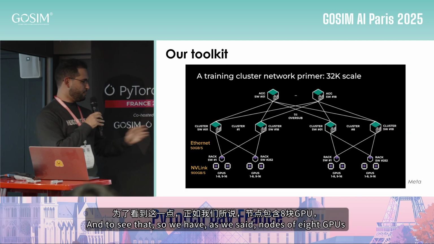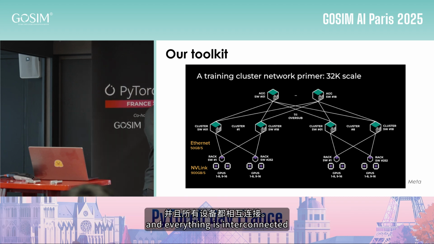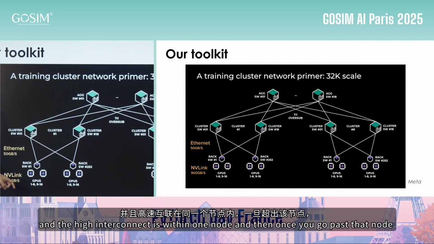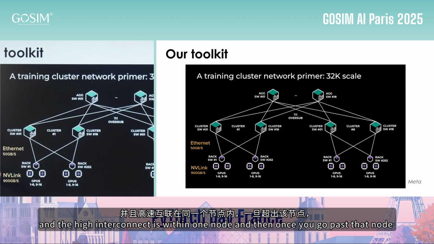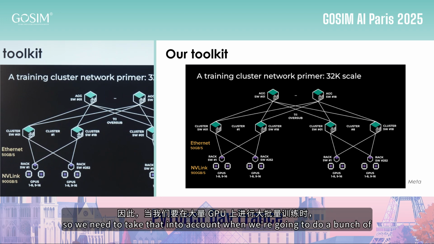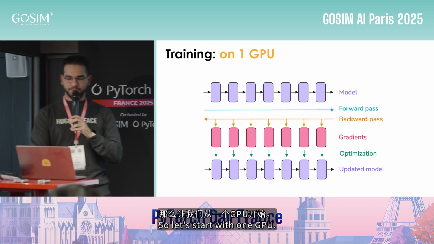And to see that, as we said, we have nodes of 8 GPUs, and everything is interconnected. The high intraconnect is within one node. And then once you go past that node, you're going to go through the slow Ethernet. So we need to take that into account when we do a bunch of trainings on a lot of GPUs. So let's start with one GPU.